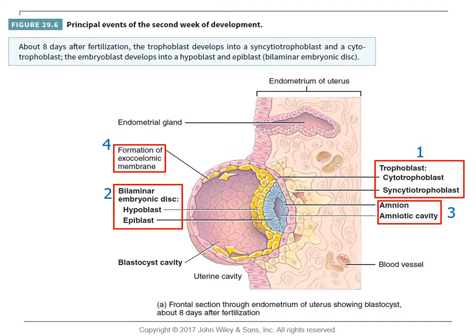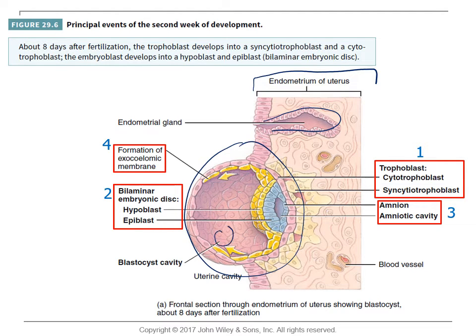Here in this figure, we can see the frontal section through the endometrium of the uterus showing the blastocyst about 8 days after fertilization. Here, we have the endometrium of the uterus. This is the endometrial gland. This whole thing is the blastocyst, right? Inside, we have the blastocyst cavity. Here we have the trophoblast, and like we said, the two layers of the trophoblast are made up of the cytotrophoblast, and on the outside we have the syncytiotrophoblast.